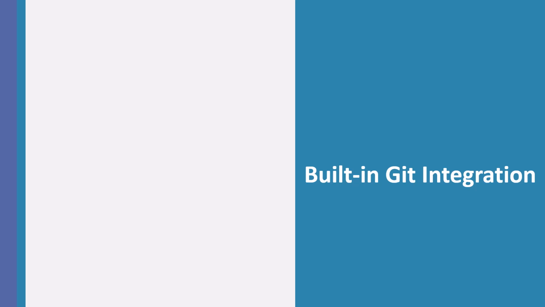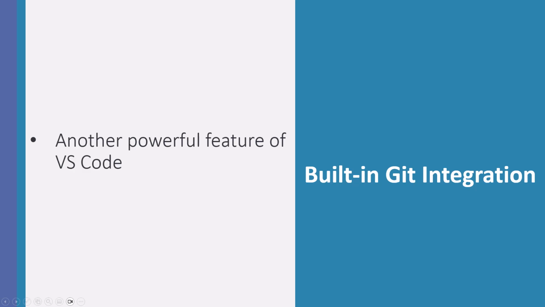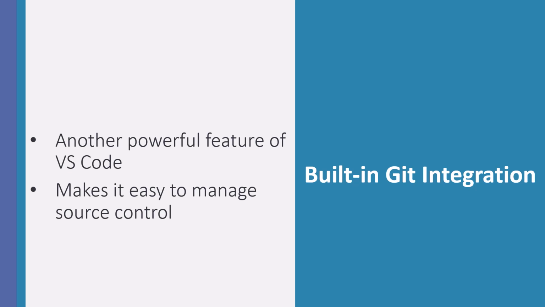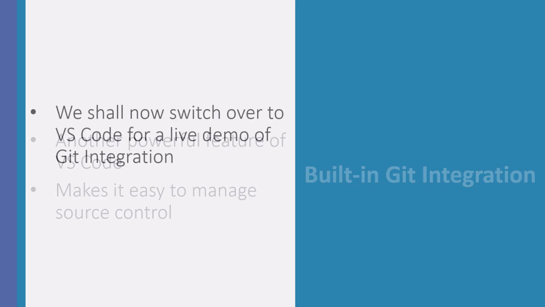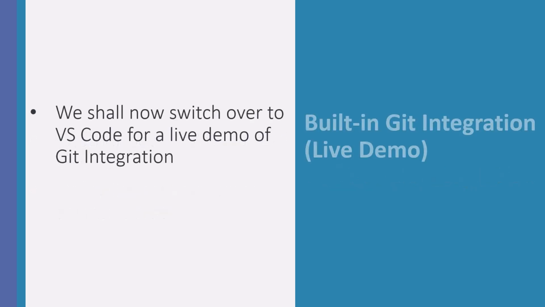The next key feature to explore is built-in Git integration, which is another powerful feature of VS Code, and it makes it easy to manage source control. We shall now switch over to Visual Studio Code for a live demo of Git integration.